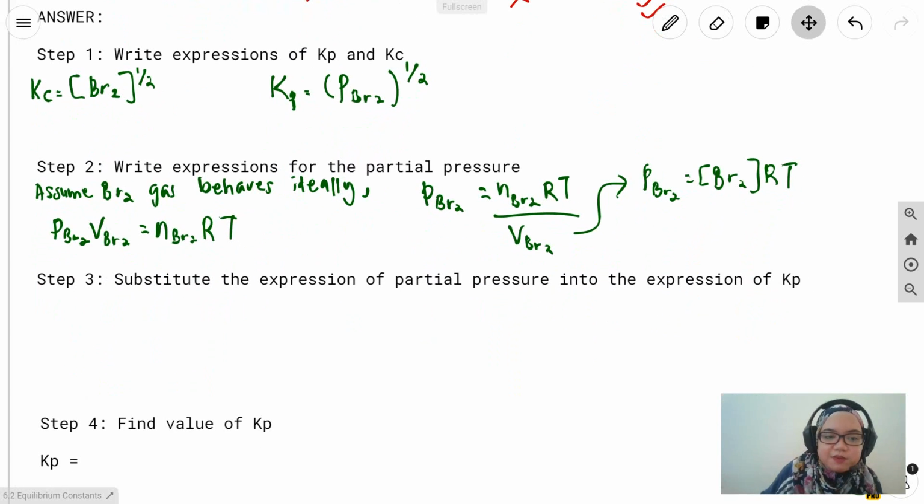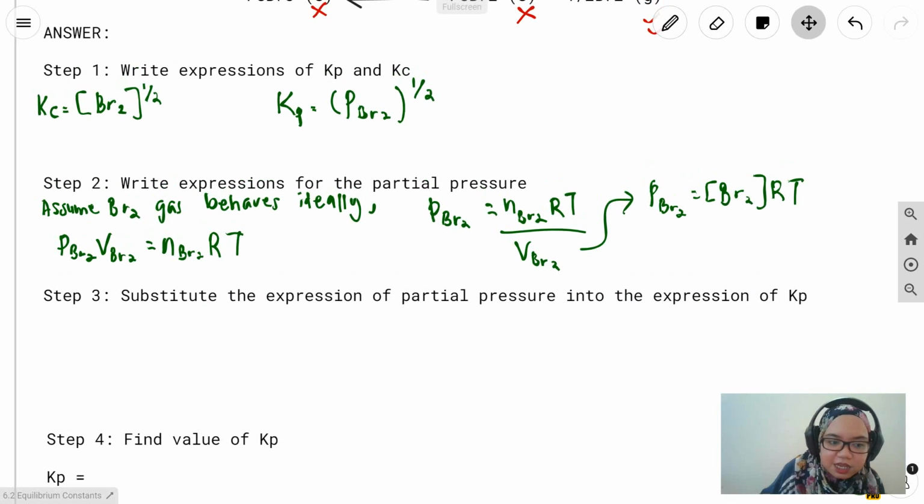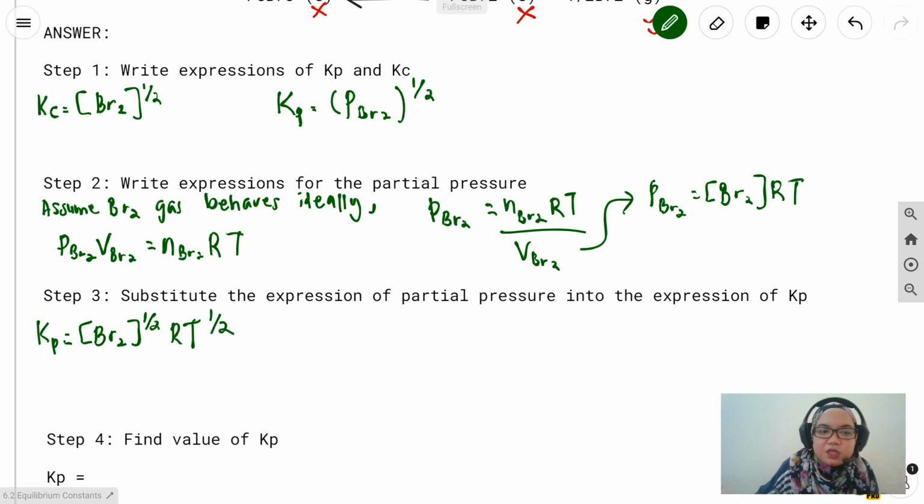So we need to substitute the expression of partial pressure into the expression of Kp. So we know that Kp is equal to the partial pressure of Br2. So we substitute it in. So the partial pressure of Br2 is here. So Kp is equal to Br2 to the power of 1/2 times RT to the power of 1/2. Because when we substitute it, we will expand it, so each of this will get the power of 1/2. Mathematics, okay, mathematics. So we will get Kp now.